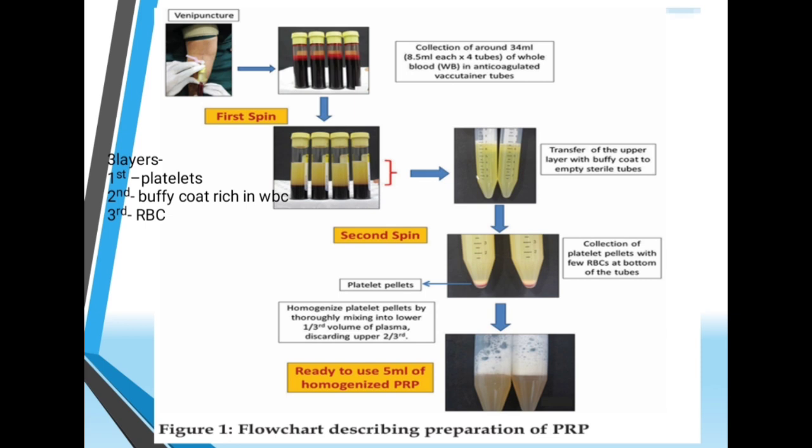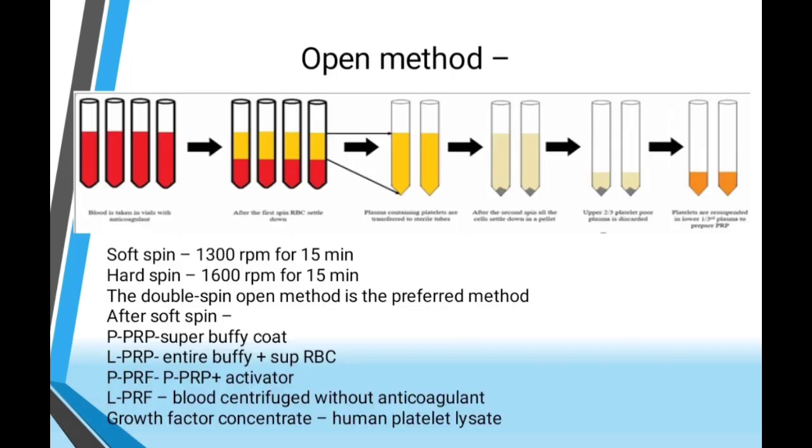After the first spin, we will take the plasma and a little bit of RBCs and subject it to a second spin, which is a hard spin, 1600 for 15 minutes. After that, we get the bottommost layer containing RBCs and the platelet pellet, followed by platelet poor plasma. We can discard the platelet poor plasma or preserve it for use as a biofiller in acne scars, and the remaining bottommost 1/4 of plasma and platelet pellet are resuspended by tilting the test tubes 2 to 3 times, and it can be used for further PRP.